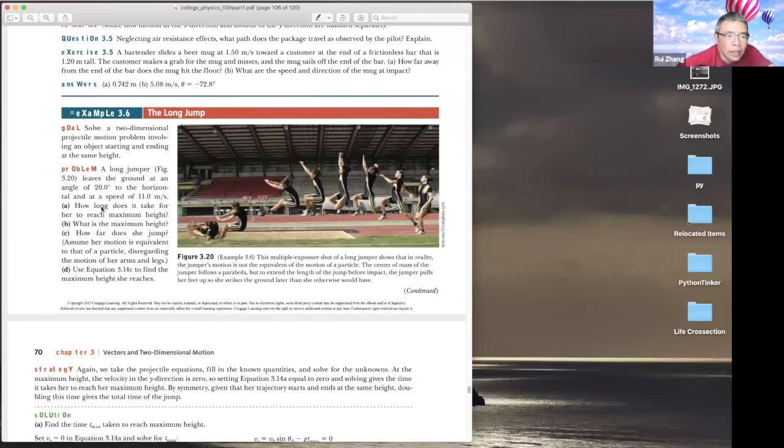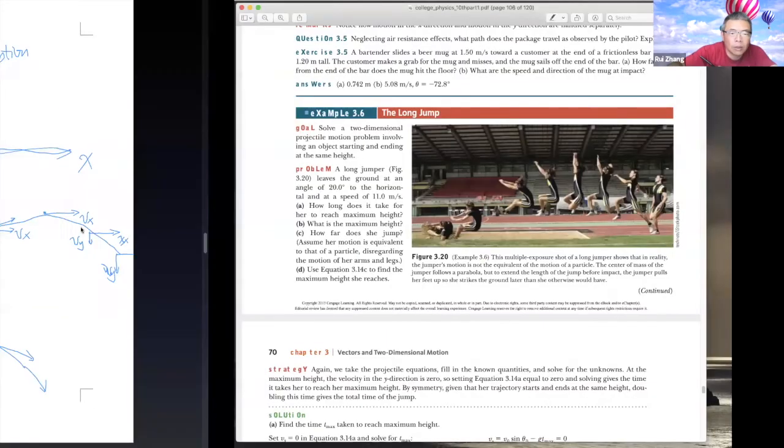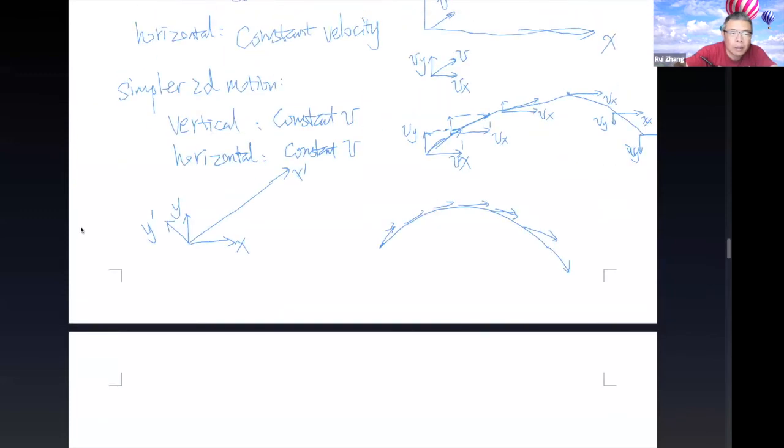Okay, it asks A, how long does it take to reach the maximum height? B, what is the maximum height? C, how far does she jump? Okay, and D, let's just do the three parts. Okay, so let's go back to our 11, 20. Okay, so hold on, it's example 3.6.